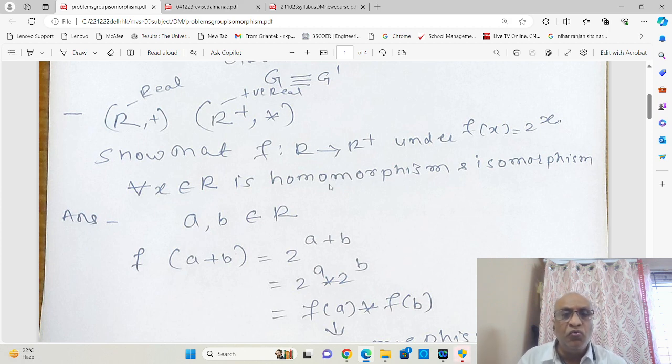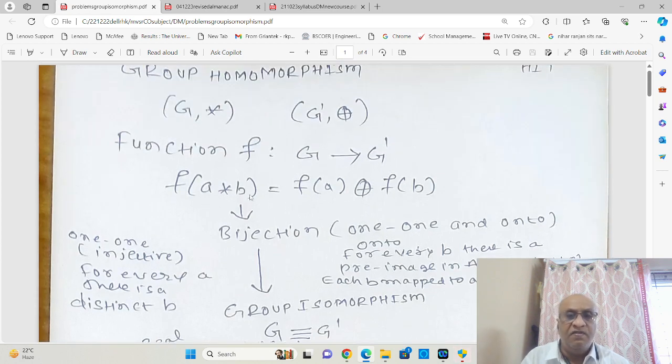So what do we have to prove? We have to prove homomorphism and isomorphism between these two. What is the mapping? R maps to R plus, under the condition f of x is equal to 2 to the power of x. Whenever we have to prove homomorphism and isomorphism, first we have to prove homomorphism. For proving homomorphism, remember this functionality: f of a star b is equal to f of a, the binary operation, f of b. This binary operation is related to this set, and that binary operation is related to that set.